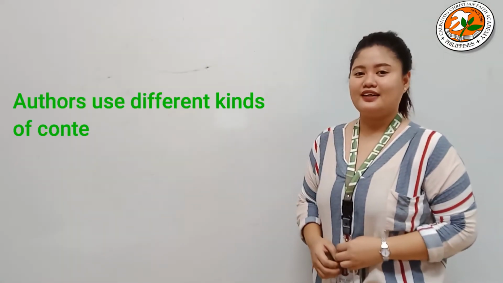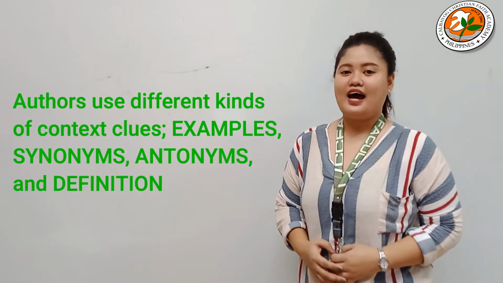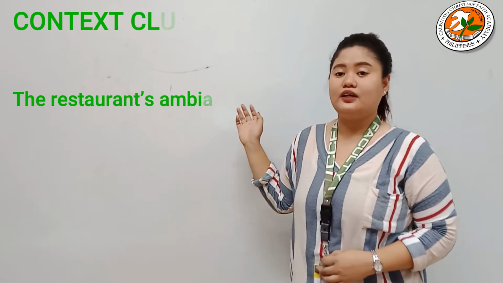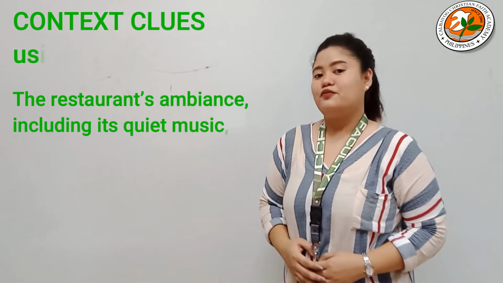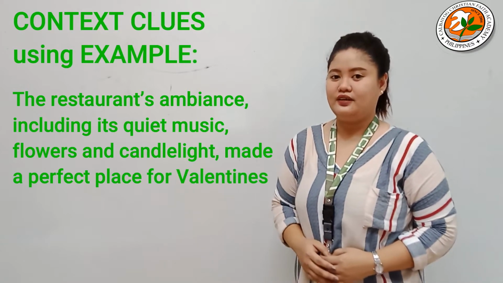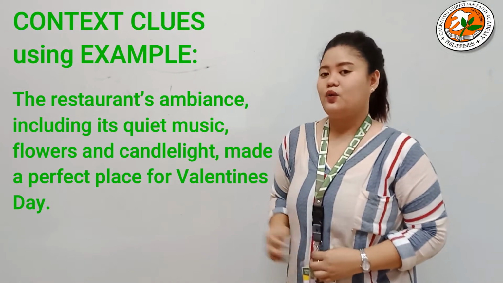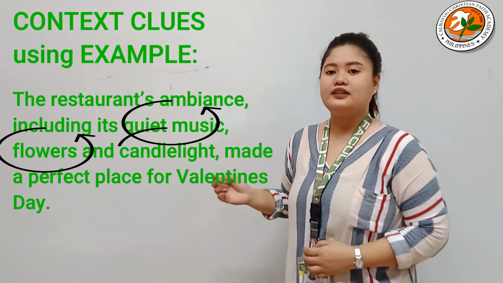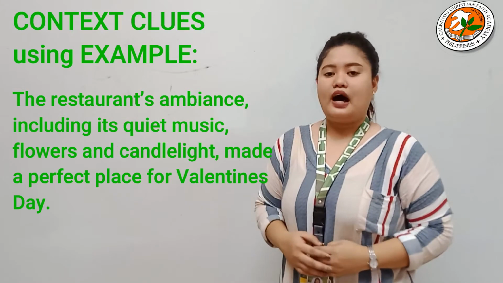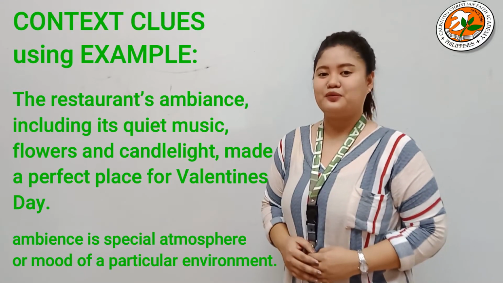Authors use different kinds of context clues. They might use examples, synonyms, antonyms, or even definition. For instance, in example: the restaurant ambience, which includes its quiet music, flowers, and candlelight, made the perfect place for Valentine's Day. If you don't know what ambience is, the examples quiet music, flowers, and candlelight let you know that ambience is a special atmosphere or mood of a particular environment.